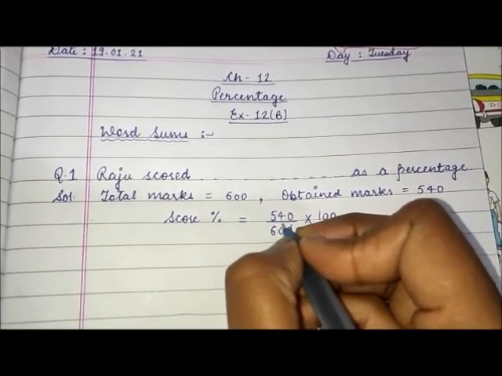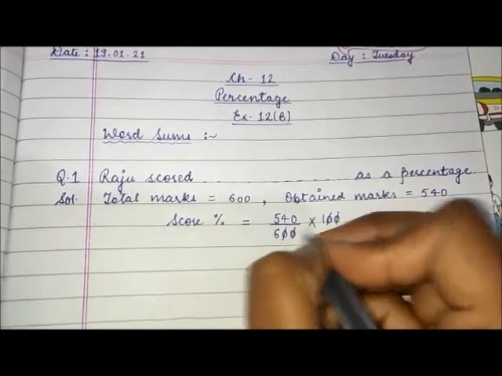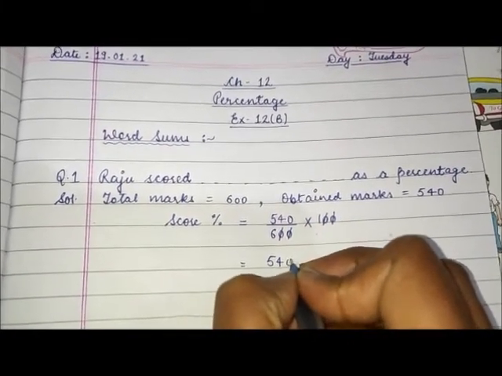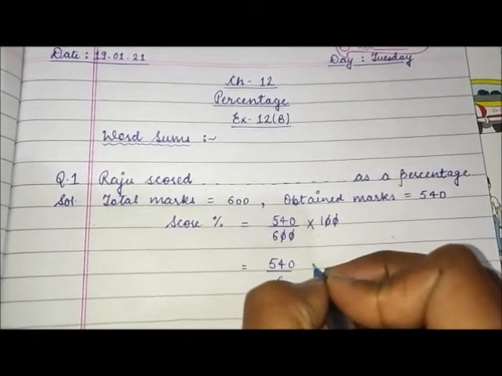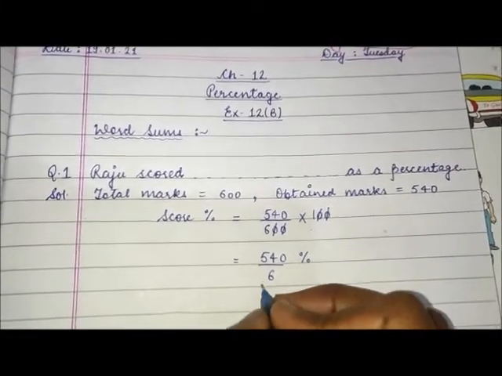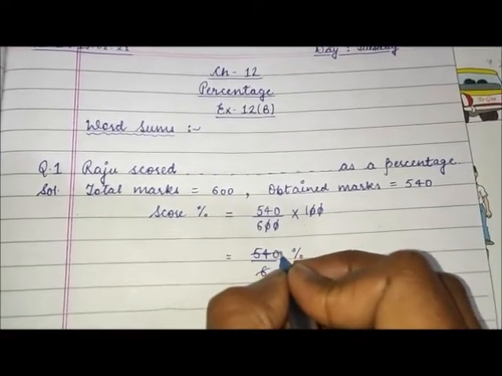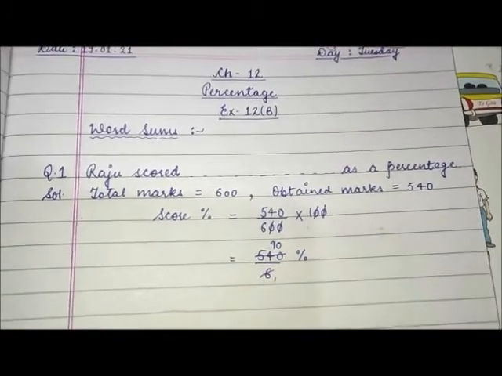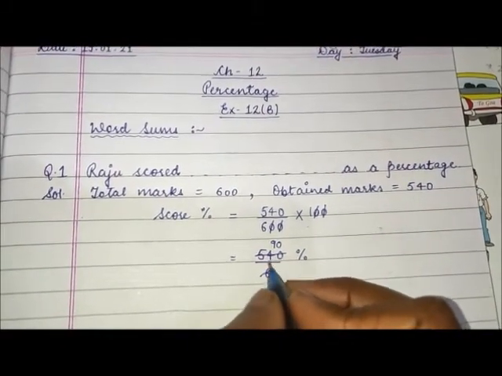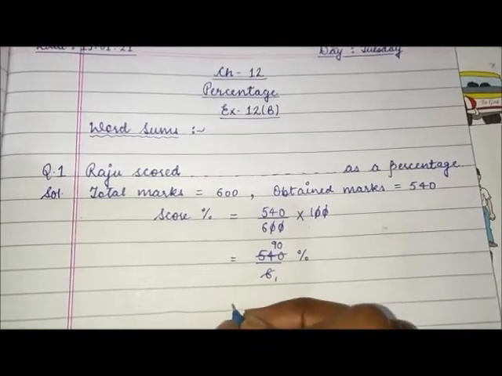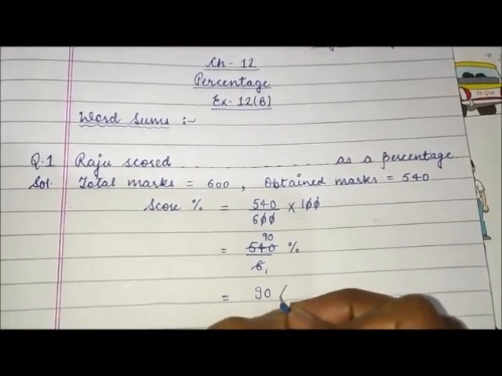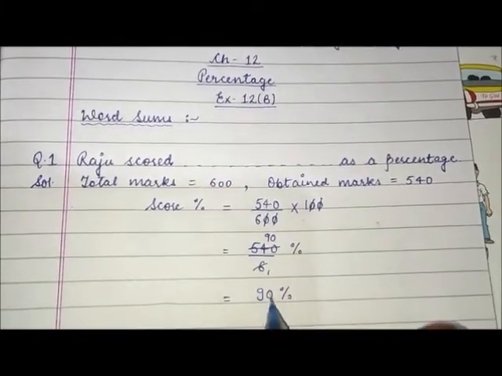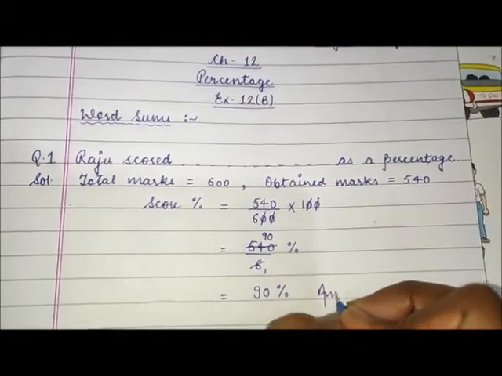So here we can cancel out these two zeros from these two zeros and here this number will be 540 divided by 6 and this will be converted into percentage. So in the table of 6, 54 will come 9 times and this 0 is extra, so we are going to write 0. Or you can say जब हम 6 को 540 से divide करेंगे we'll get 90. So the answer is 90%. So उसके जो scoring marks है in percentage that is 90%. This is the answer.